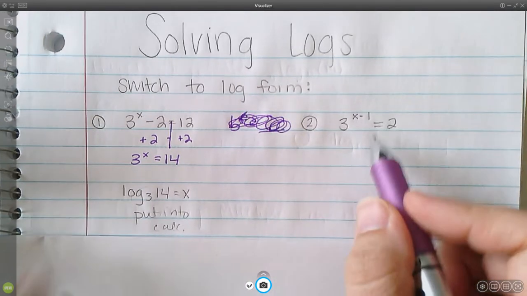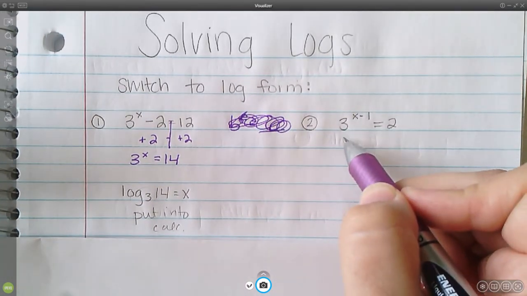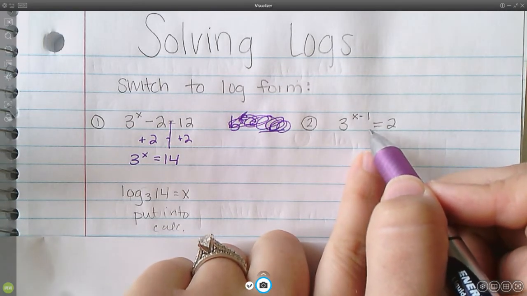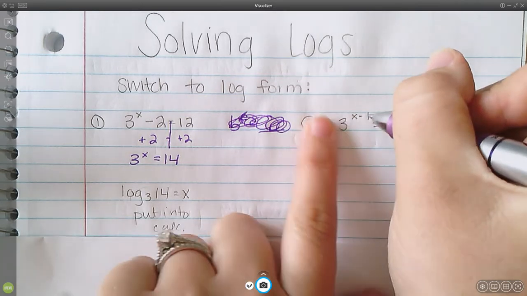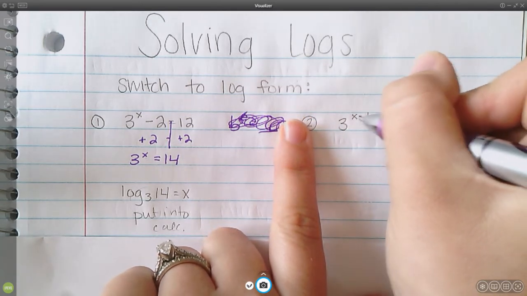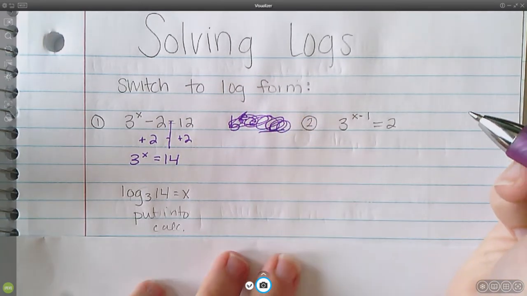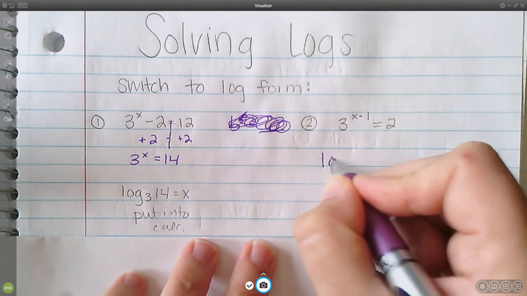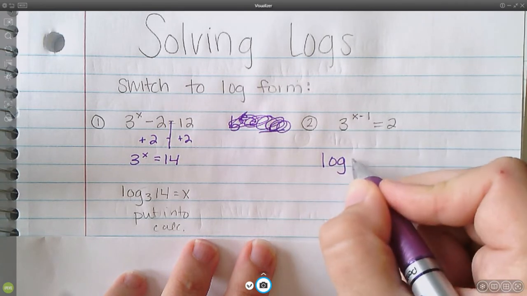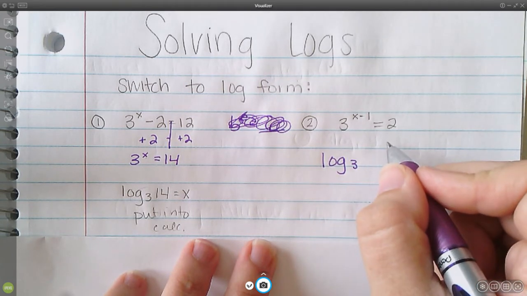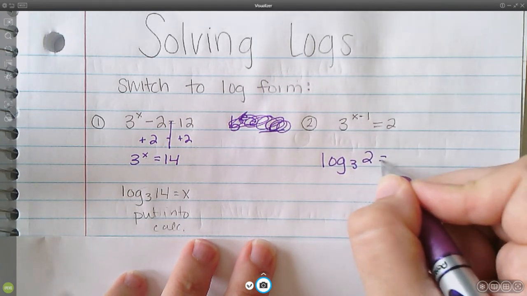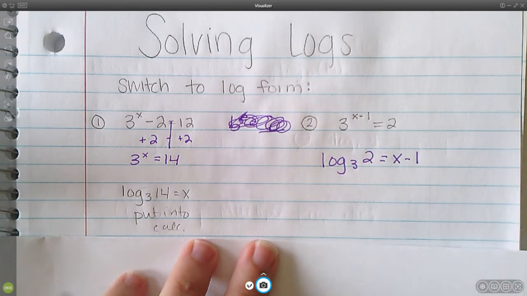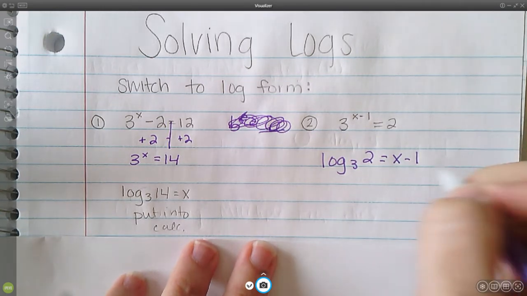Same thing over here. Do we have a base? Yes. Do we have an exponent? Yes. Is there anything else being added or subtracted? Well, there's this minus 1 up here, but that's part of your exponent, so it's actually okay. So we can go ahead and switch it to log form. We're going to have log base 3 of 2 equals your exponent, which is x minus 1. We're trying to solve for x, not for x minus 1.